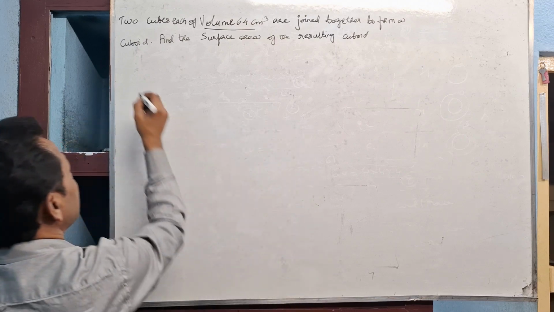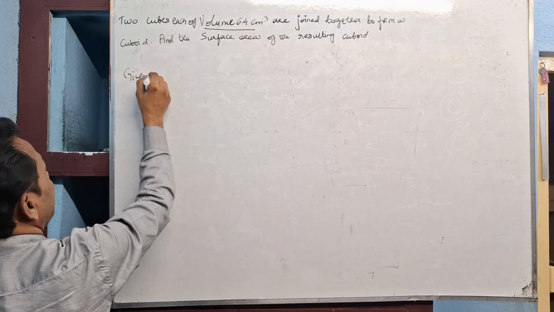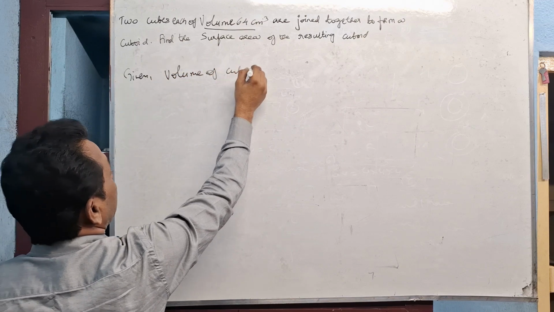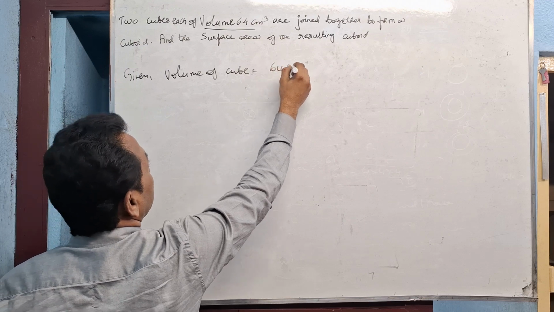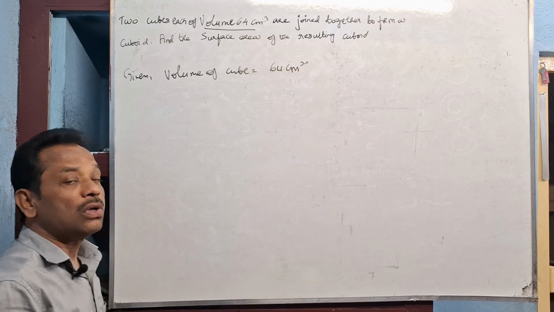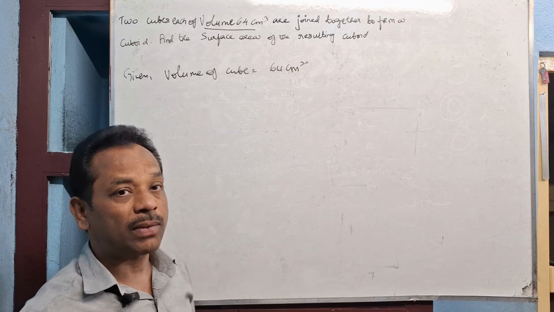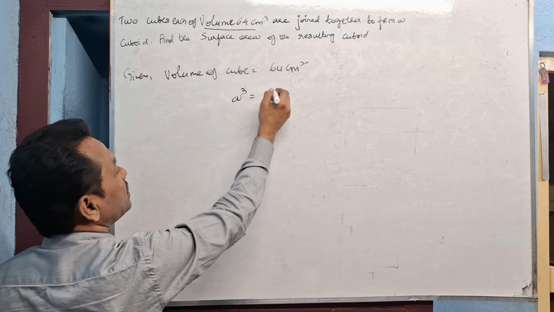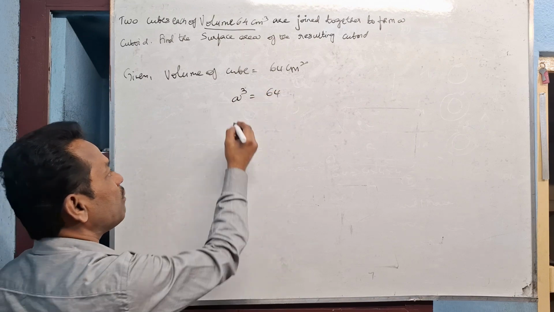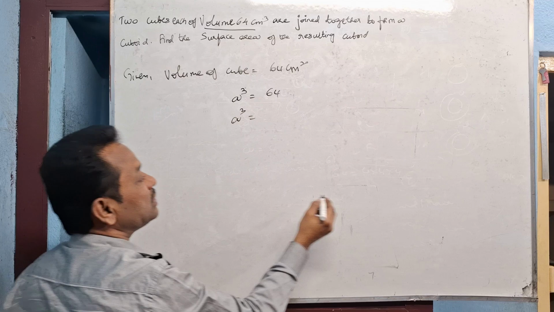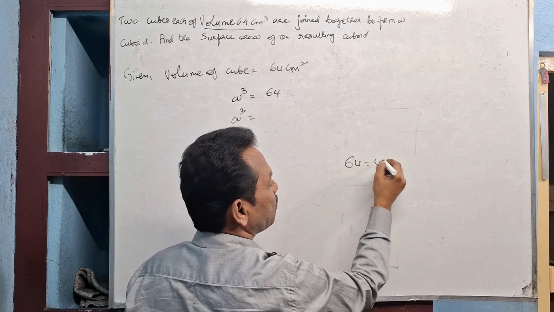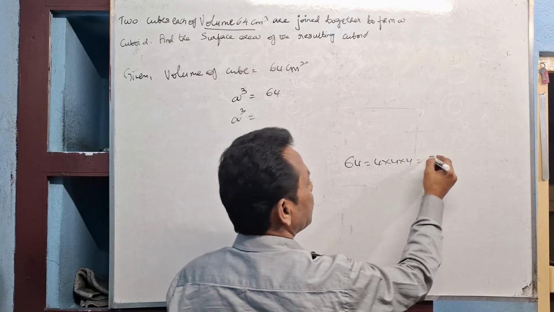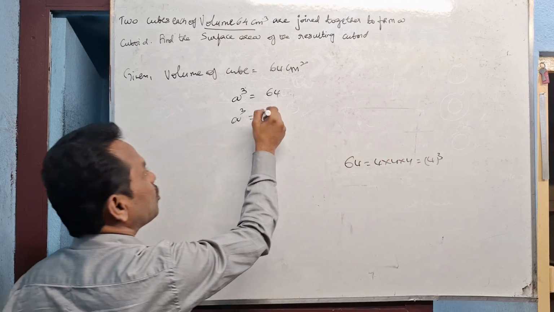As per the question, given that the volume of the cube equals 64 centimeter cube. The volume of a cube can be found by using the formula a cube. So let me take a cube equal to 64. I can write 64 as 4 into 4 into 4. The 4 into 4 into 4, we can write as 4 cube. So let me write 4 cube here.